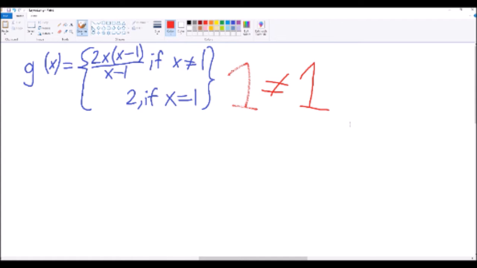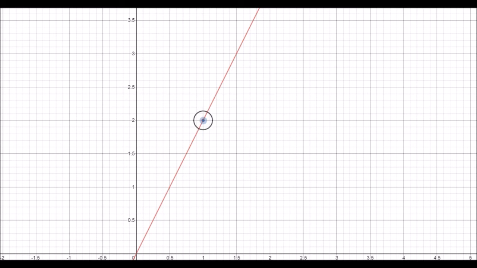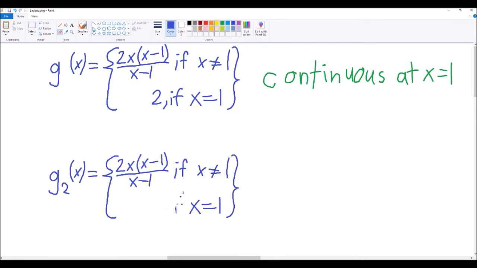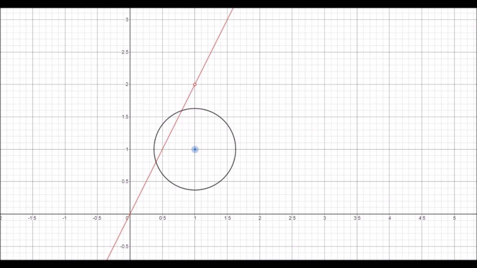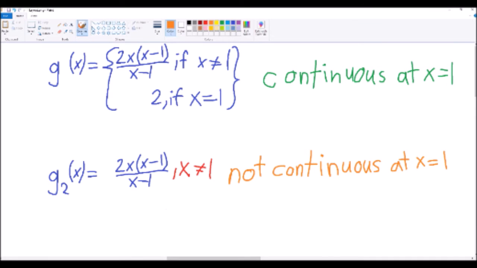So let's see what happens with the circle. If we put the circle at x equals 1, y equals 2, we can make this circle as small as we want to. No problem. The graph still runs through that circle. And we can say that this set of equations is continuous at x equals 1. Now, let's say we didn't have this x equals 1 means y equals 2 piece. So if we did that, there'd be nowhere to put the circle. After all, the function does not exist there. So we can say that it's not continuous at x equals 1, because where would you even put the circle?